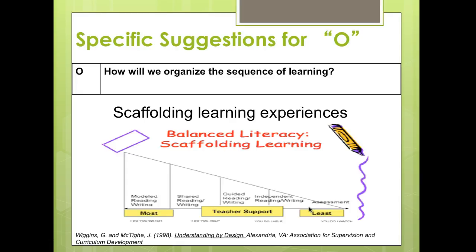So in this case, this is an example of independence in literacy, where they've modeled reading first. So you're modeling, then you're sharing. So this also looks like differentiation. So scaffolding and differentiation are very closely related. Shared reading, writing, guided reading, writing, independent reading, writing, and then the assessment. So basically what you're doing is you're leading them through the steps.